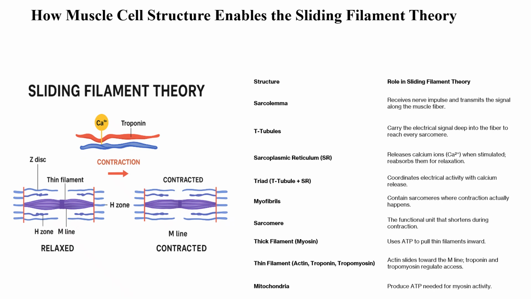So imagine rowing a boat and you're releasing and reattaching again, releasing and reattaching again. As myosins keep pulling, the thin filaments slide inwards towards the M line. That's why it's called the sliding filament theory. The filaments don't shorten, they slide past one another, shortening the sarcomere as a whole. And as you can see, all of the structures are labeled, and then I gave you guys a role in the sliding filament theory, so how it connects.